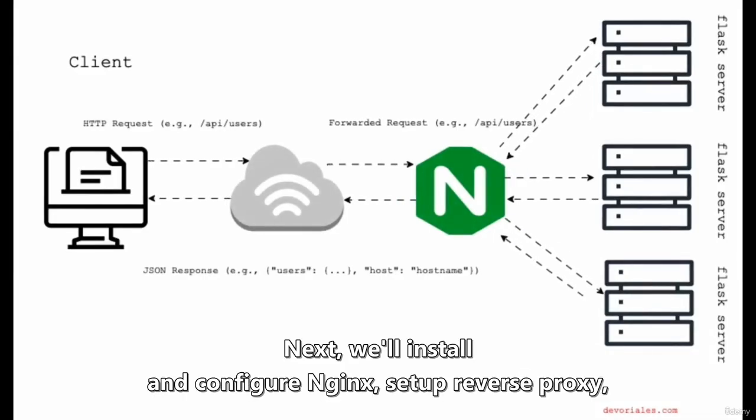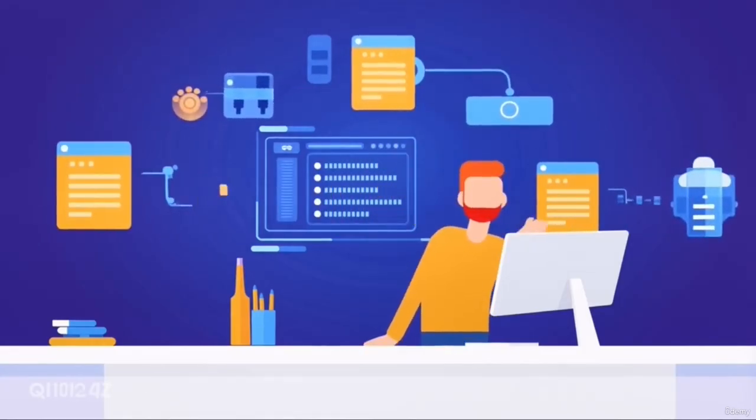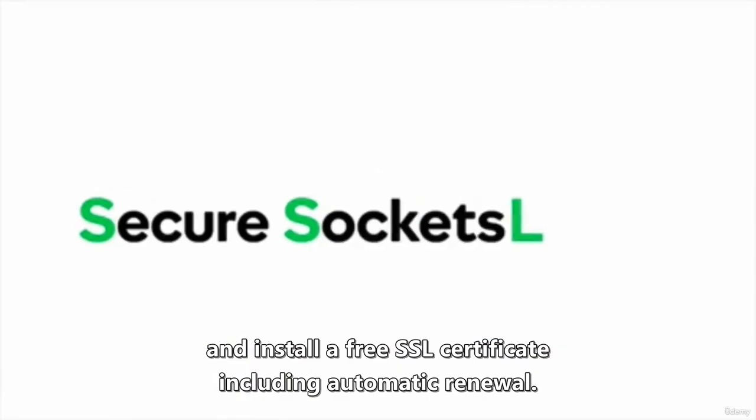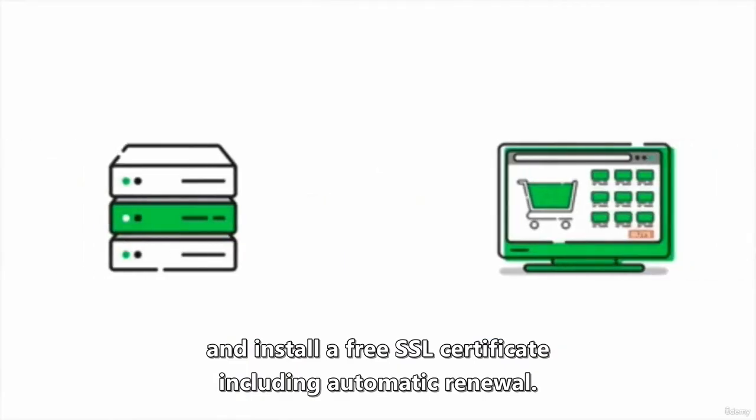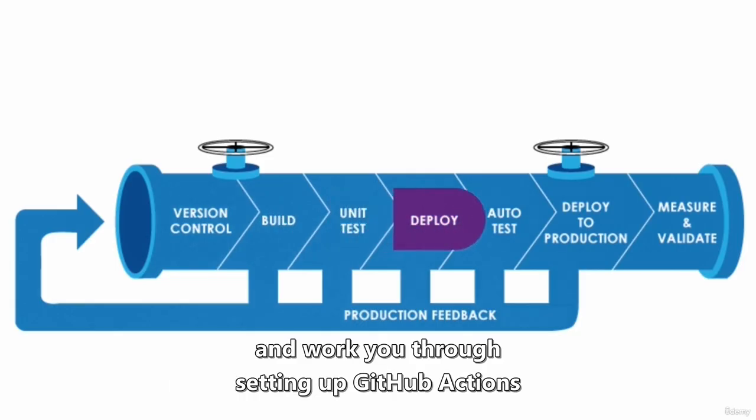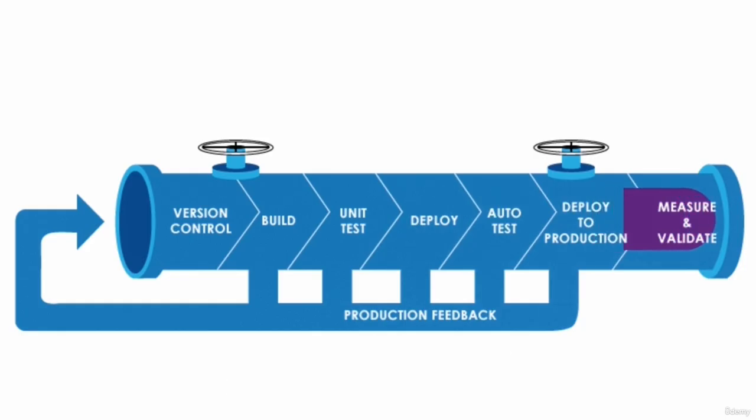Next, we'll install and configure Nginx, set up a reverse proxy, connect a custom domain, and install a free SSL certificate including automatic renewal. To finish, I will introduce you to CI/CD and walk you through setting up GitHub Actions to automatically deploy your project to production.